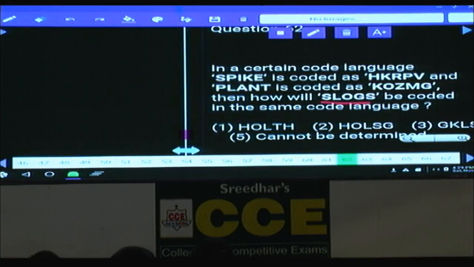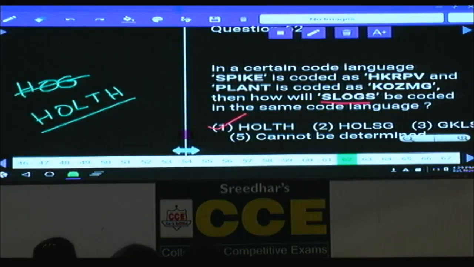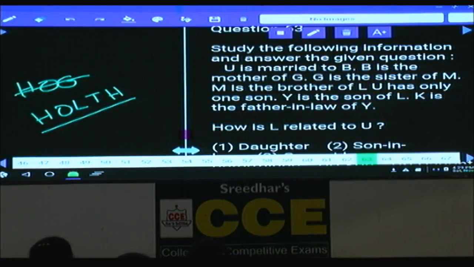Slogs is coded: for S it is H, for L it is O, for O it is L, for G it is T, for S it is H. HOLTH, that is choice 1. They are opposite to each other. 62. Then 63 onwards, it is based on comparison.